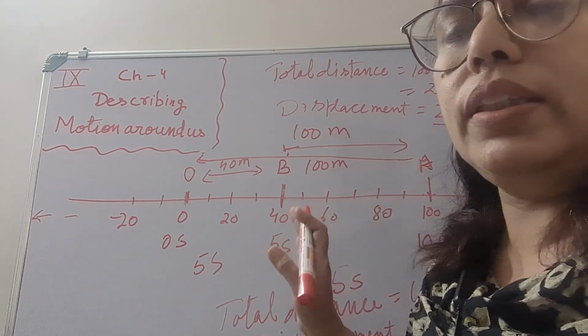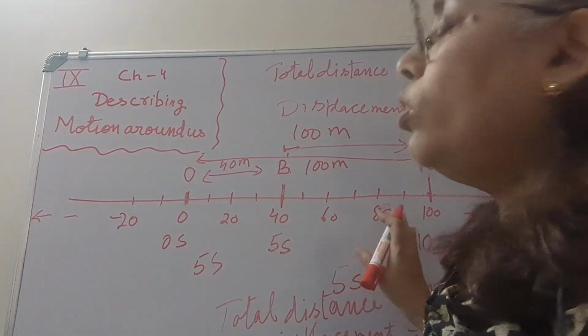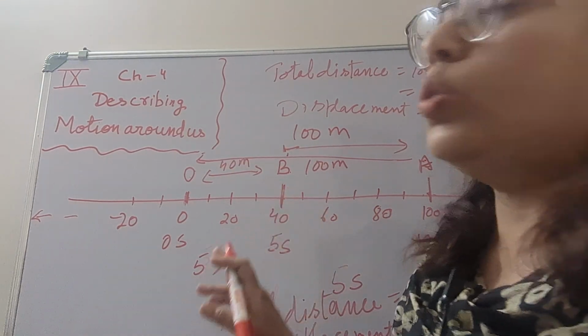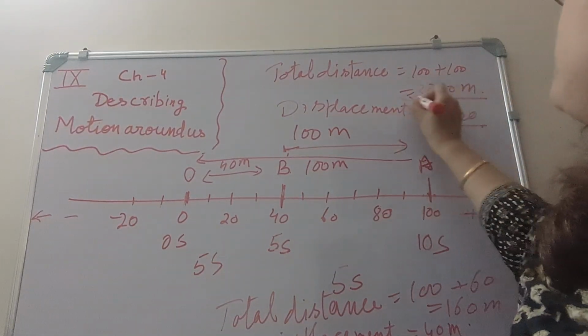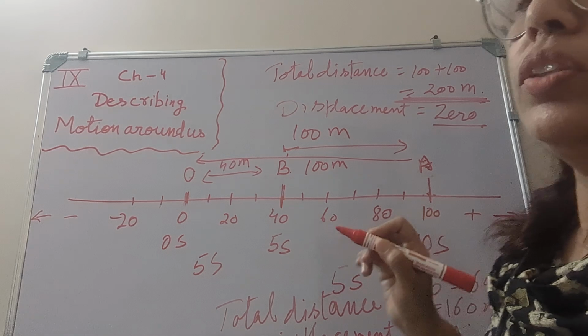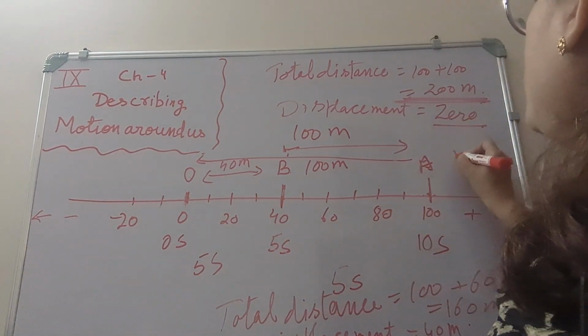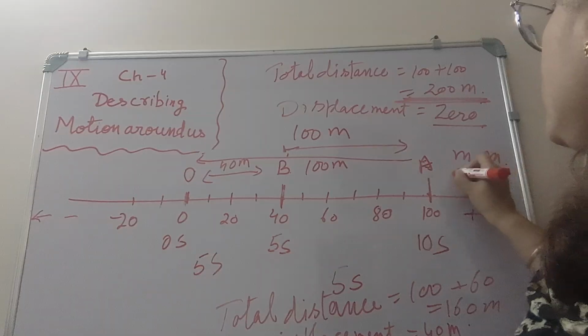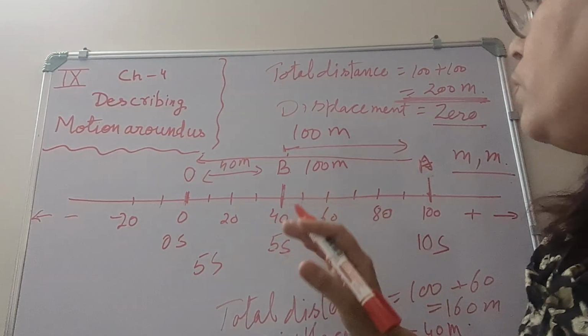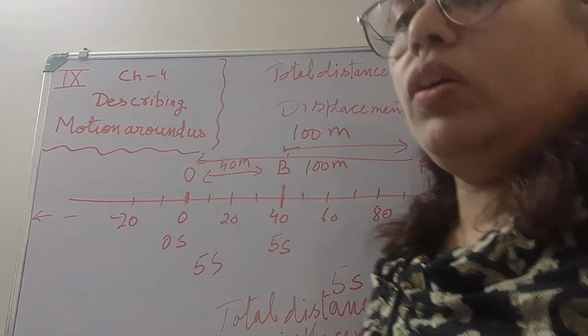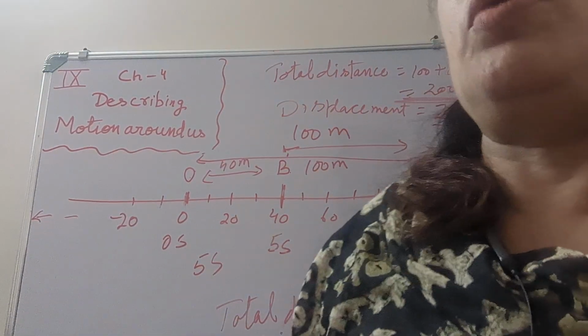Such quantities are called vector quantities, and those which only show magnitude, like distance, are called scalar quantities. Their units are also meters. Both units are in meters. There is no difference in the meters. Now in the next video, I will take the example of a ball.